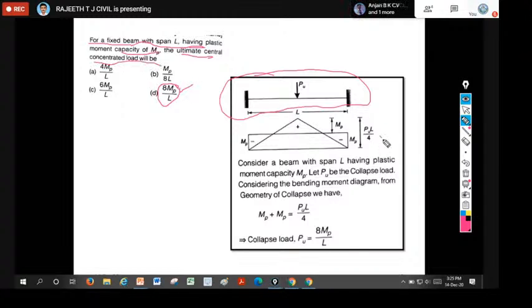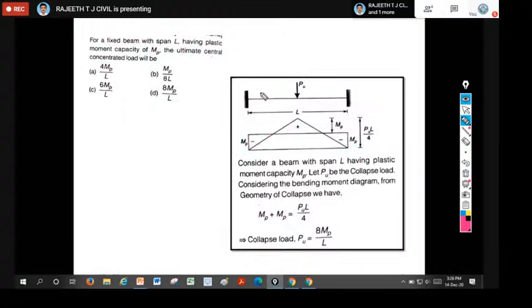How to calculate this? Here they have applied the static method, not our virtual work method. Here they apply the static moment theorem. They have drawn a bending moment diagram here. For the actual load, WL by 4 is the external bending moment diagram, and due to fixity they have written MP. Finally they equated the internal moment to the external moment, and got 8 MP by L.